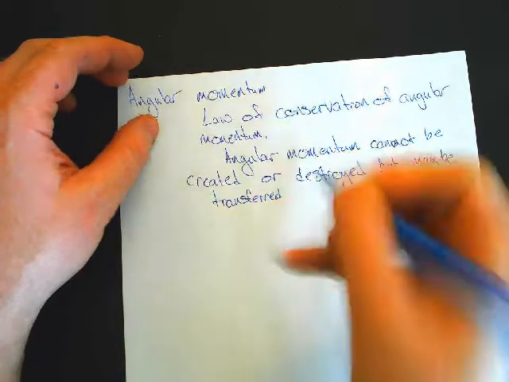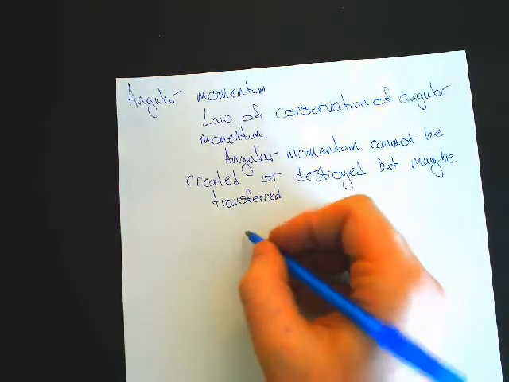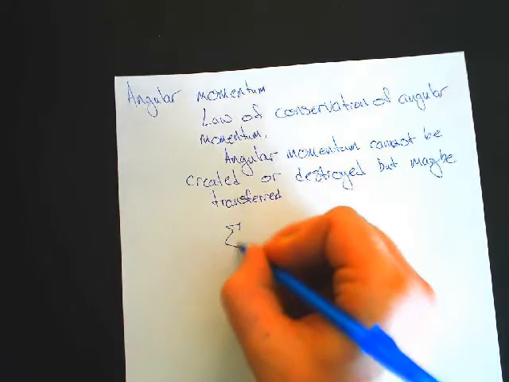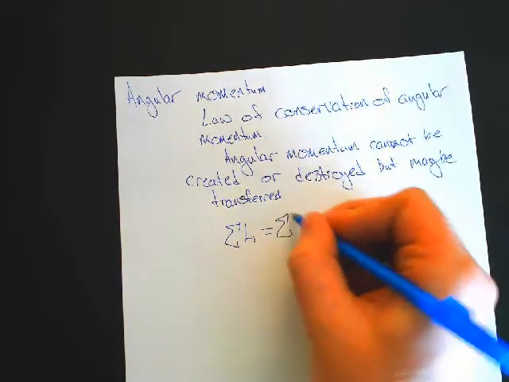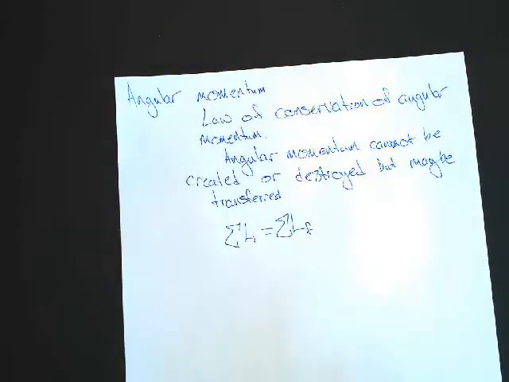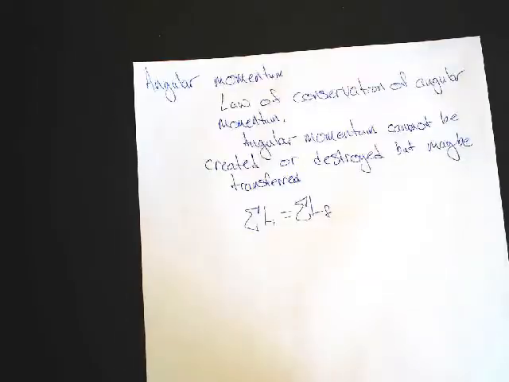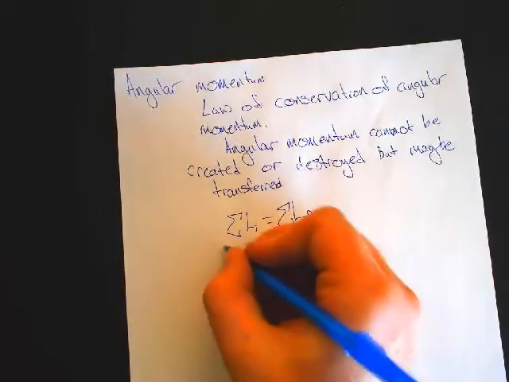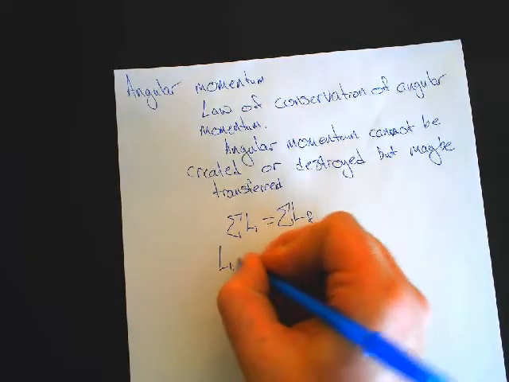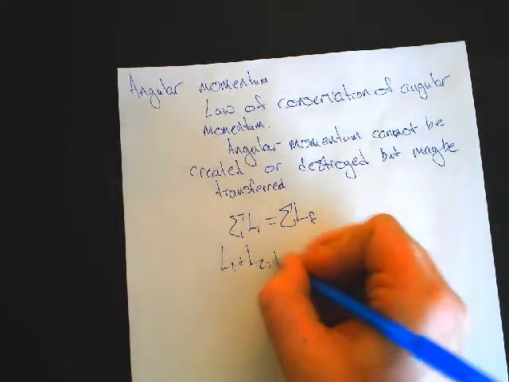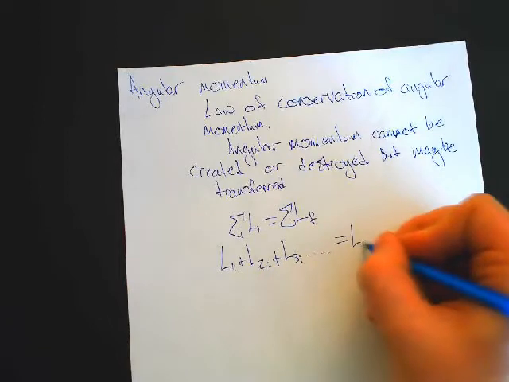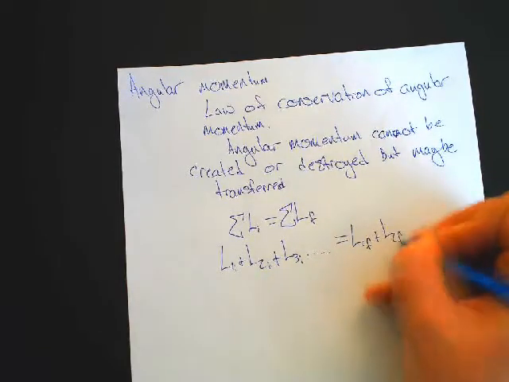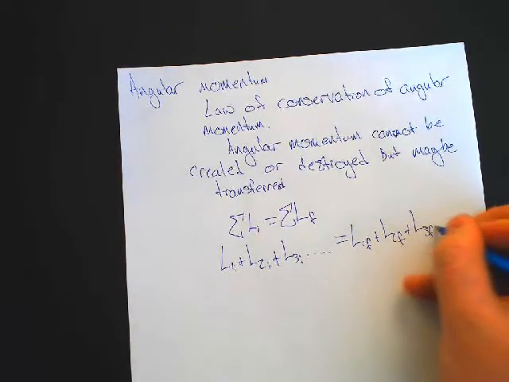That means that for a system of objects, we find that the sum of the angular momentums initially must be equal to the sum of the angular momentums finally. And yes, we're using L for angular momentum. No, I don't know why. Okay, so another way to write this would be L1 initial plus L2 initial plus L3 initial, etc. would be equal to L1 final plus L2 final plus L3 final, etc.